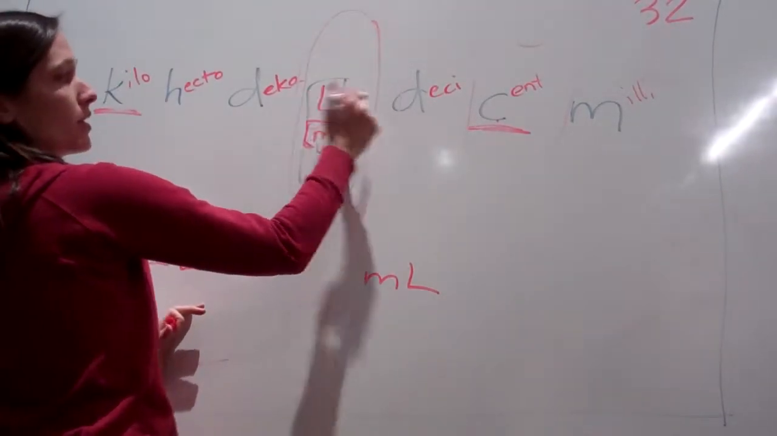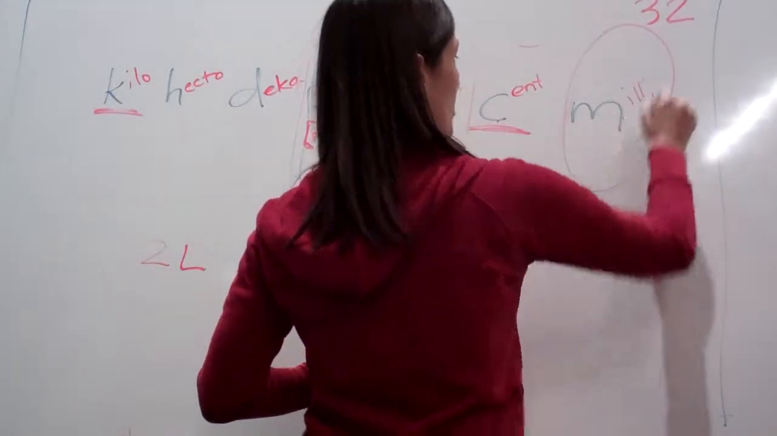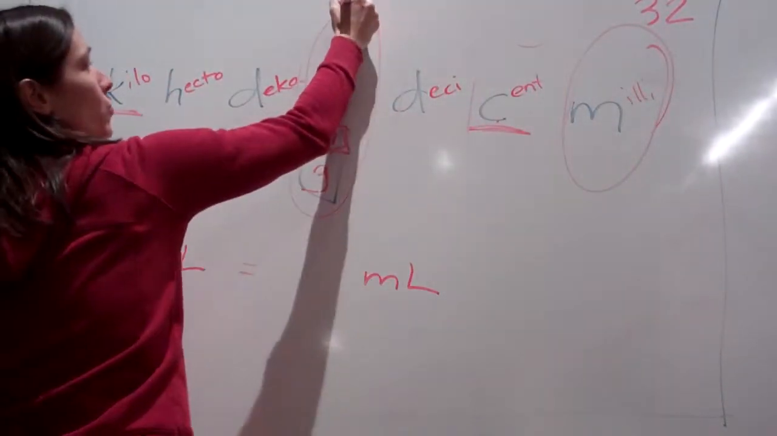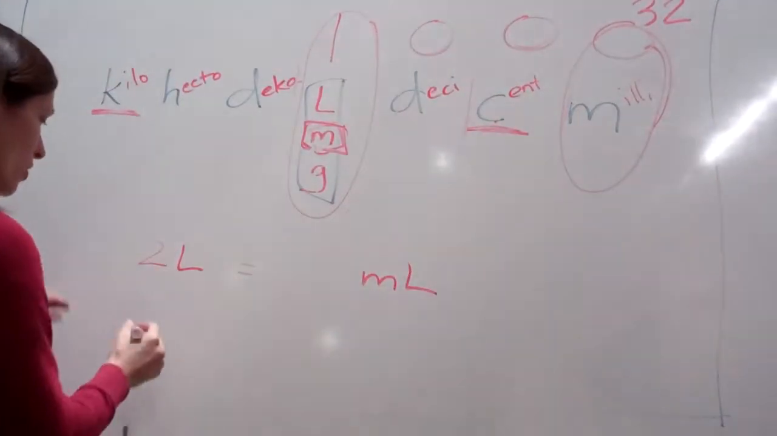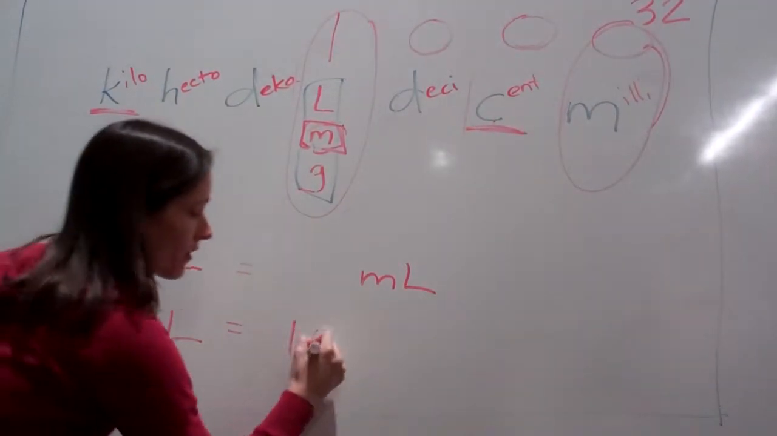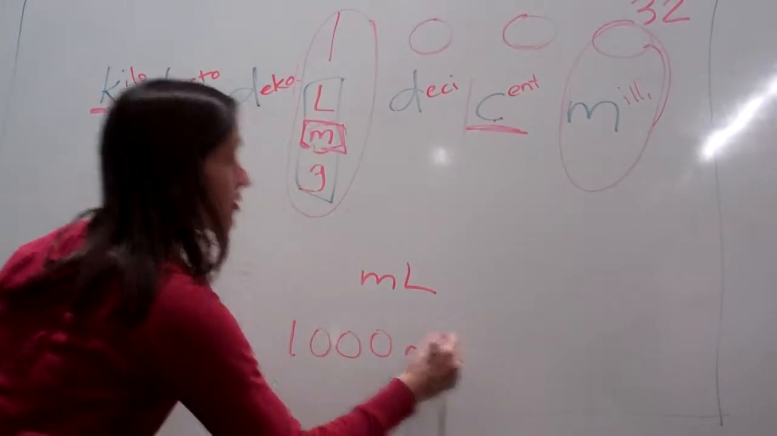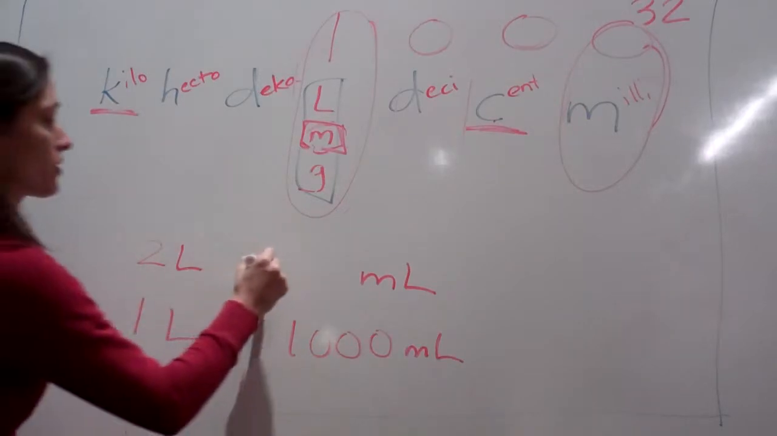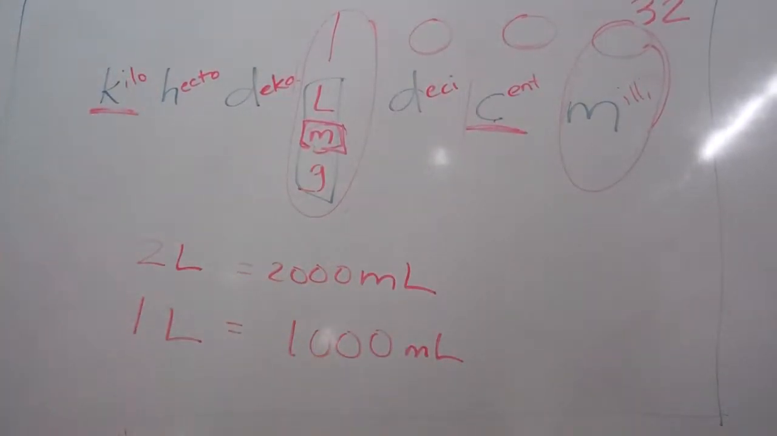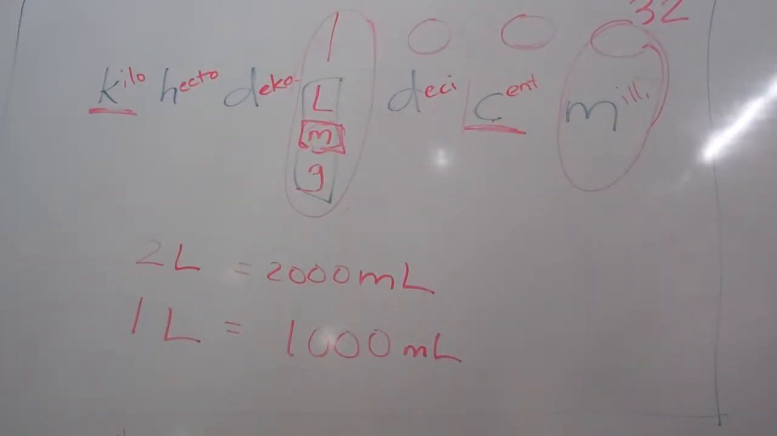Liters and milliliters. Okay, what does 1 liter equal? 1,000. Okay, so 1 liter equals 1,000 milliliters. So 2 liters would equal 2,000 milliliters. Everybody see that? All right, so how many milliliters does a 2-liter bottle hold? 2,000.